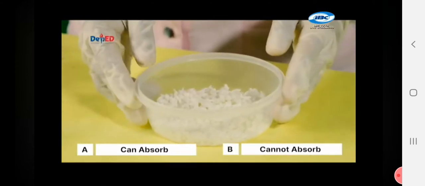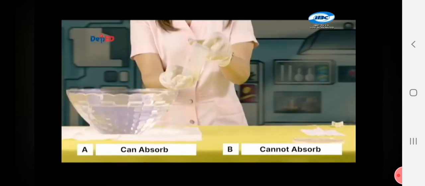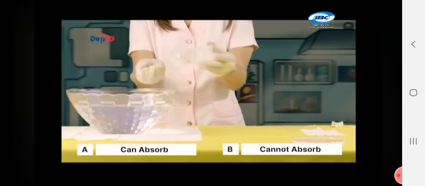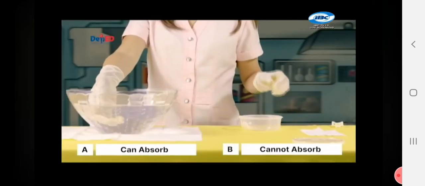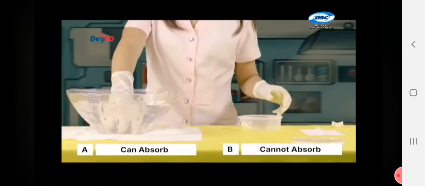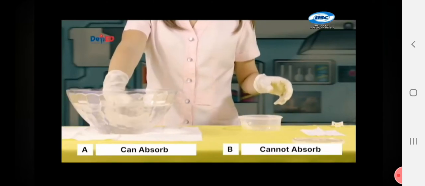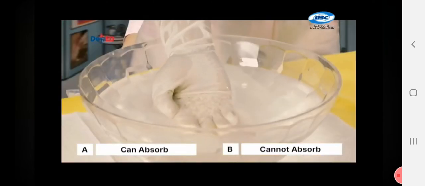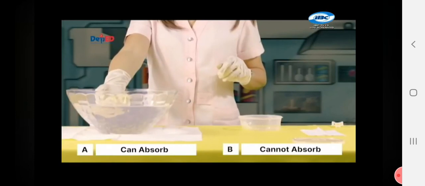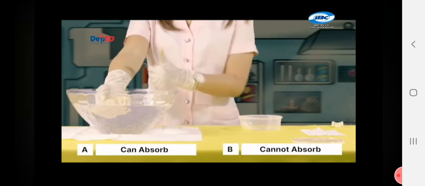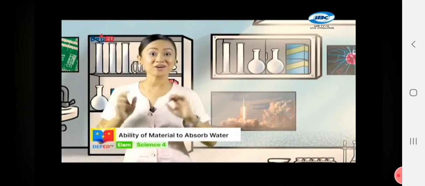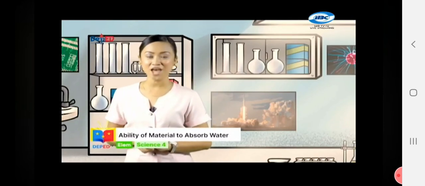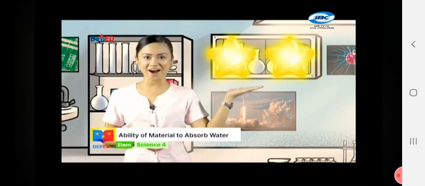Our tenth material is rice grains. If you have written rice grains under the column can absorb water, you are correct. Rice grains can absorb moisture. If you got 8 correct answers out of 10, you deserve your second star.